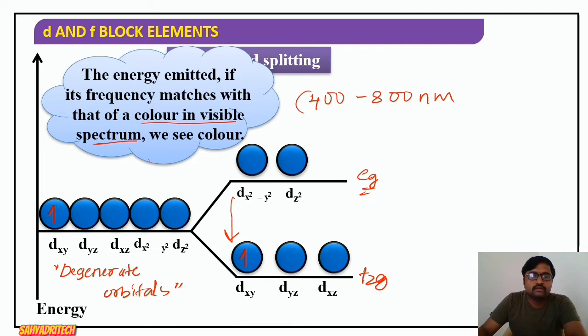Okay, 400 to 800 nanometer, or in particular 380 to 760 nanometer, is the energy emitted, that is the emitted radiation. If its frequency matches with a color of the visible spectrum, then we see the color. It means the color of an object is because of excitation and de-excitation of d electrons, or in turn, I can say it is because of a dd transition.